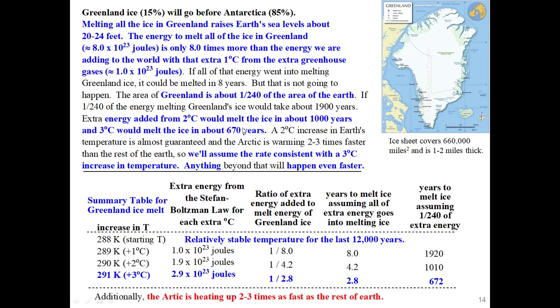So let's come down. Let's just use the 3 degrees, because there's another thing that I did not mention, and that is while we heated up the Earth 1 degree, the Arctic heated up 2 to 3 times more than that. So it makes sense that we could use the 3-degree amount. Now, if we use the 3-degree amount, and we say that 1/240th of the energy goes into Greenland, which is very reasonable since that's the fraction of the Earth's area that it is, then we can take a look.